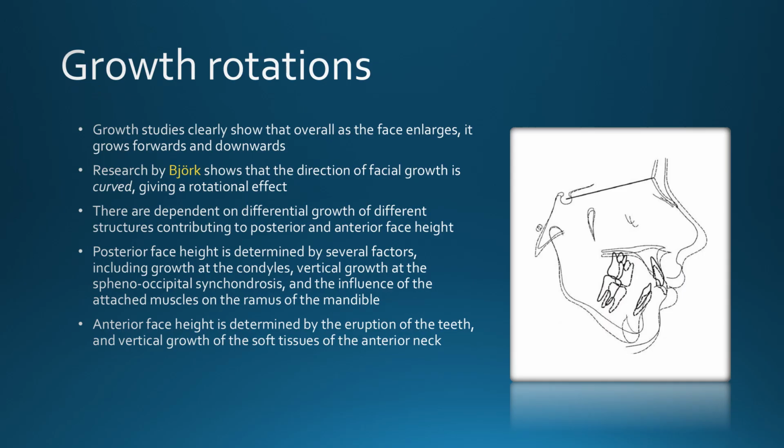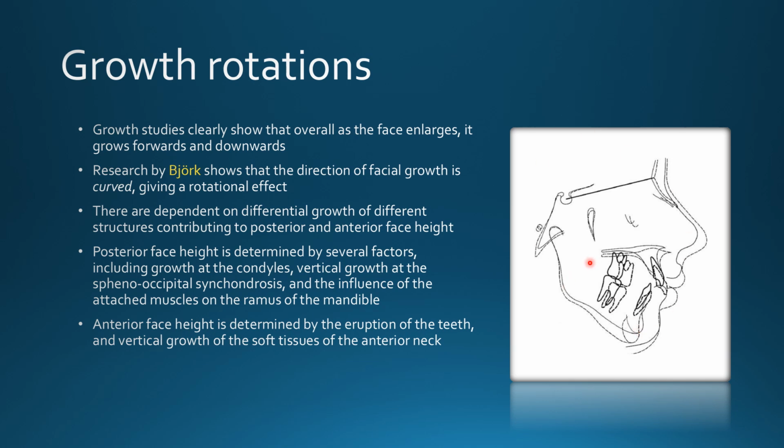Now we want to talk about something called growth rotations. As we said, the face grows forward and downward. It is not a straight line. Sometimes it rotates in a clockwise or an anti-clockwise direction. Okay. Who discovered this very important thing? A scientist called Bjork. Bjork would place bony implants inside the bone and then follow the path of growth, and discovered that there is always an element of rotation.